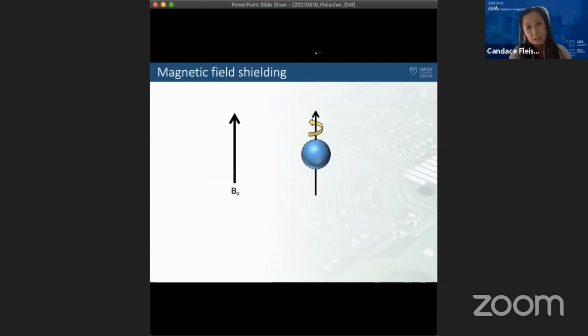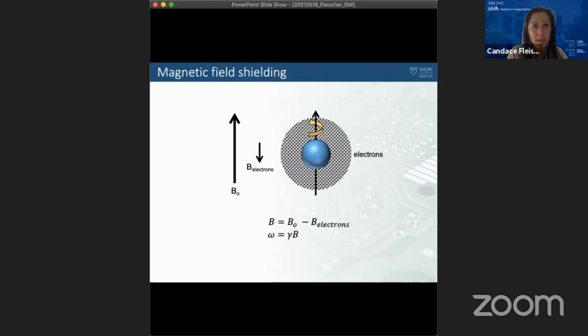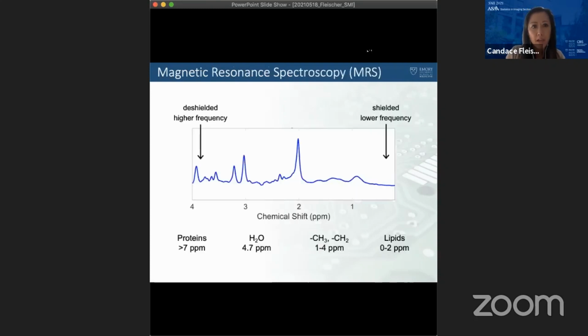So why are the energies different? This is due to a principle known as magnetic field shielding. In MR physics, we often think of the nucleus as being alone, but of course we know that it's surrounded by electrons, and those electrons effectively shield the nucleus from that external field. What this does is change the magnetic field experienced by the nucleus, giving rise to different frequencies. And it's those frequencies that we can look at with a magnetic resonance spectrum.